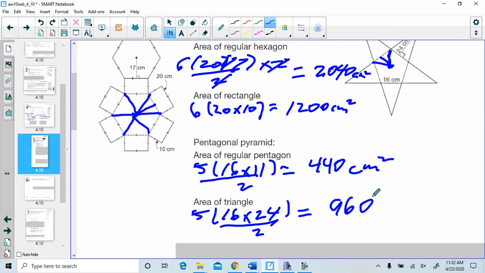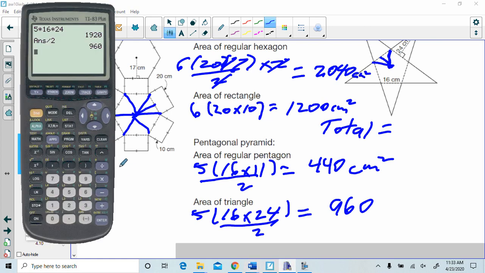Okay, and now we're going to look at the totals. So let's just do a quick calculation here. The total for the first one we looked at, we're just going to add 2040 plus 1200. Okay, so we'll just go and show that. So we'll go 2040 plus the 1200 equals 3240.